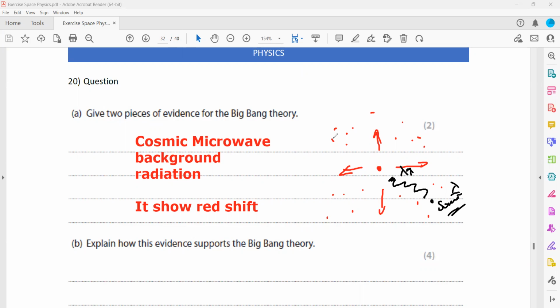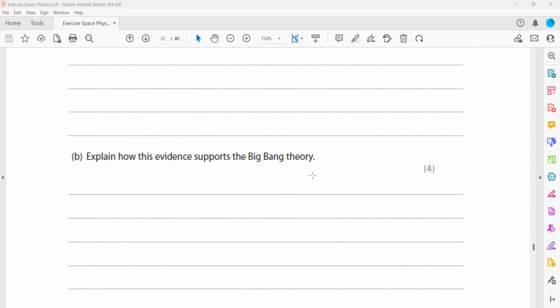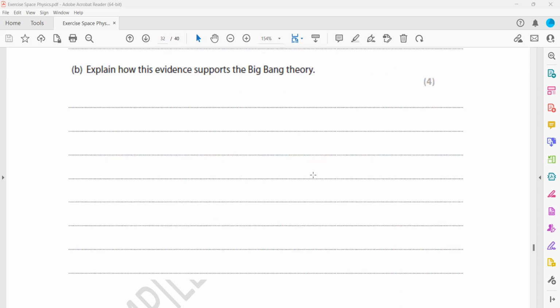How does this evidence support the Big Bang theory? Two pieces of evidence are there: first, that we have a background radiation, and second, that it is giving a red shift. So the first thing is this cosmic background radiation.